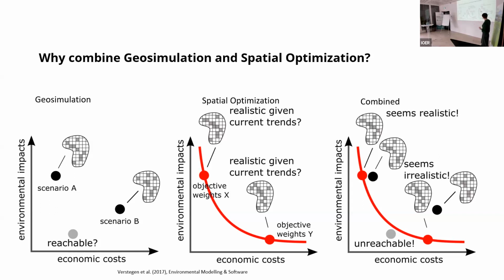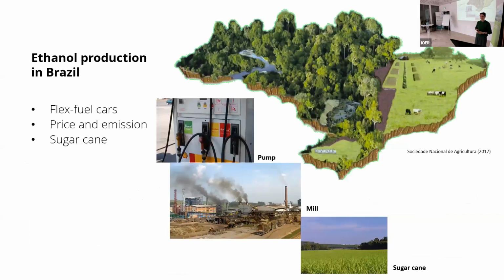However, this point over here, the nearest solution that we have from the geosimulation model is quite far away. So it may be difficult to reach that. So combining the two basically covers the weak points that the two approaches have. They complement each other. I demonstrate this on a case study of ethanol production in Brazil.